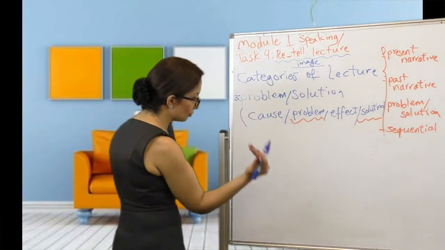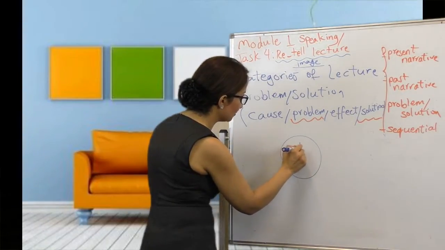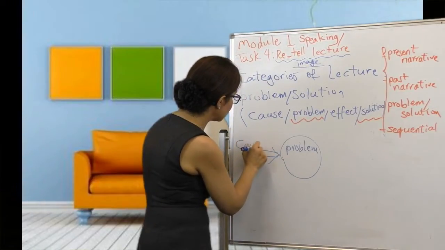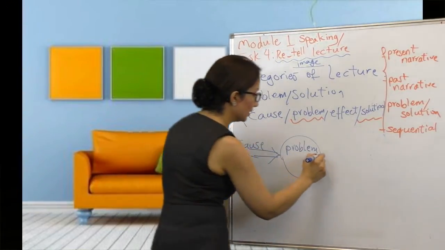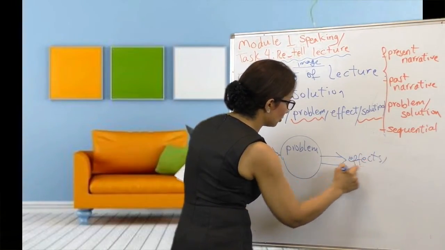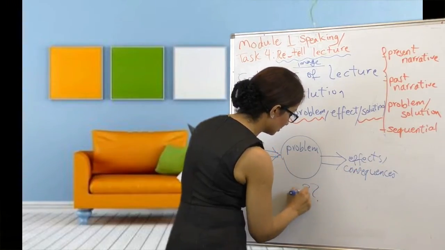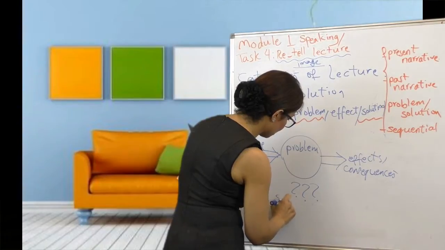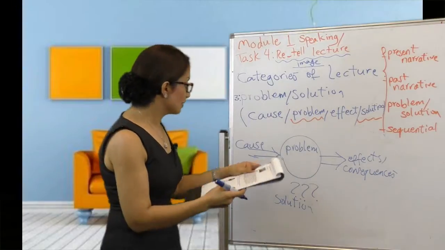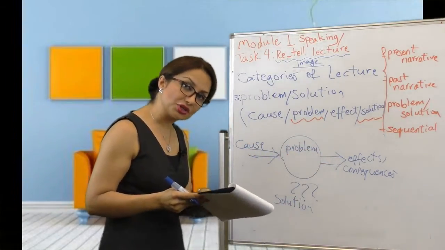So if we are going to illustrate it, we say we have a problem here. So what has caused this problem, and what are the effects or the consequences of this problem, and now what is the solution? Okay, so this is maybe the illustration. I want you to just listen and focus on these 4 areas. Can you get these 4 parts in this lecture or no?